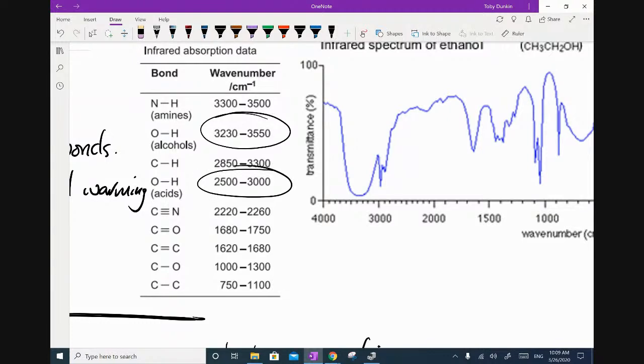Now, I'm just going to make a quick note of these two. Notice that they're the same bond. That's an interesting one to spot. OH alcohols and OH acids.